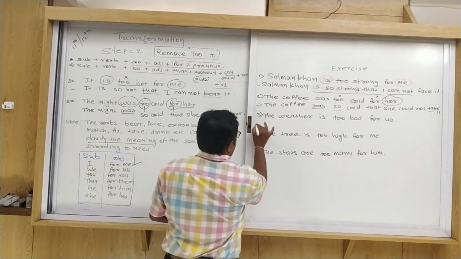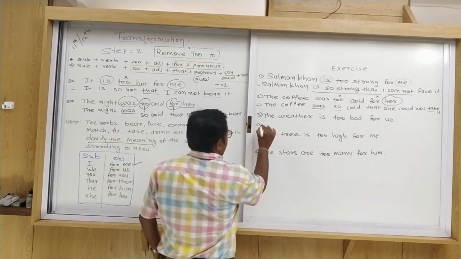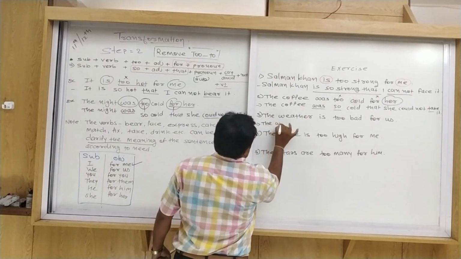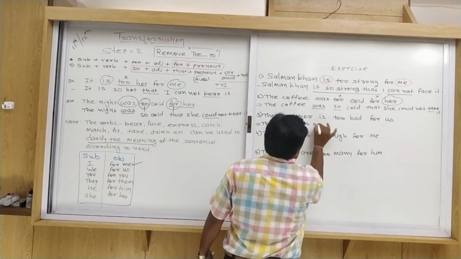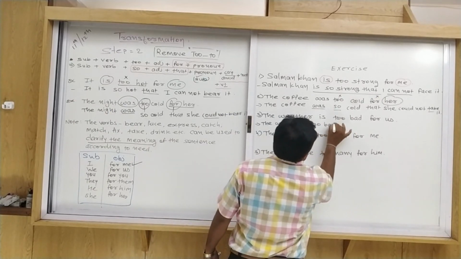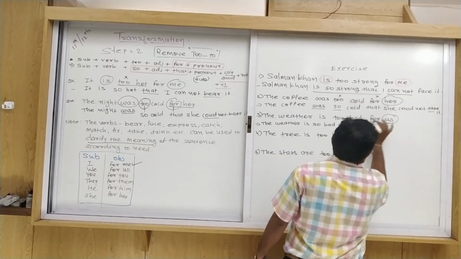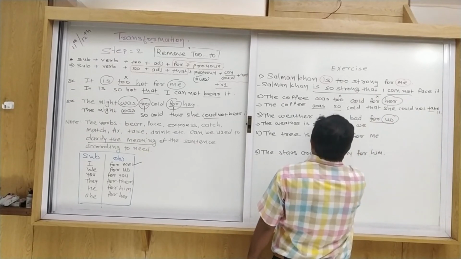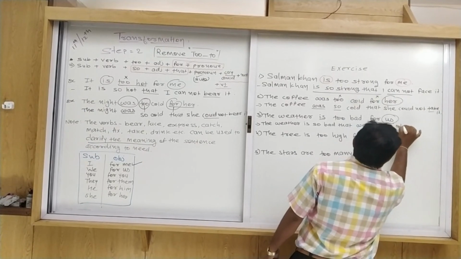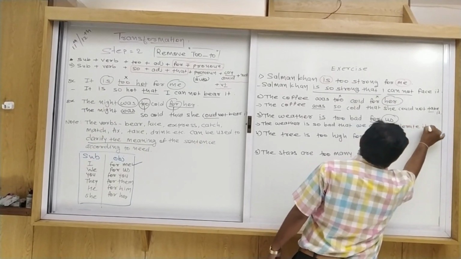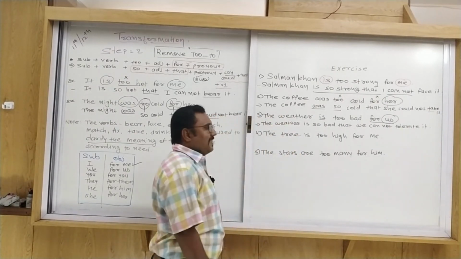Okay. Now, next, the weather is too bad for us. So, the weather is so bad that for us, so we cannot tolerate it. So the verb tolerate is related with the weather.